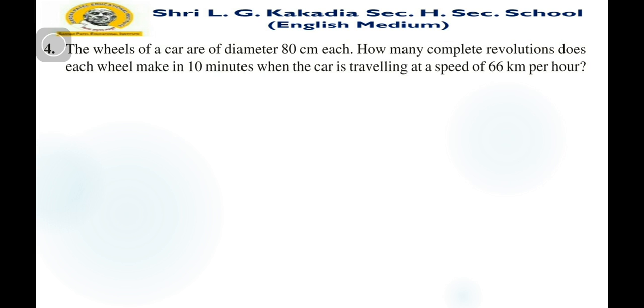Example number 4. The wheels of a car are of diameter 80 centimeters each. How many complete revolutions, meaning rounds, does each wheel make in 10 minutes when the car is traveling at the speed of 66 km per hour? So we want to find the revolutions when it has a speed of 66 km per hour.